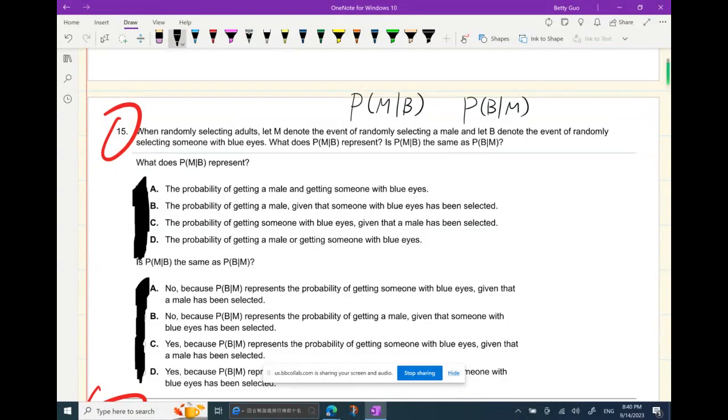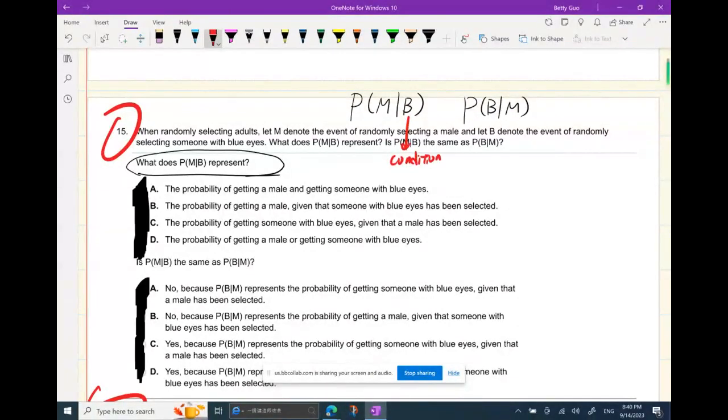So what does P of M given B represent? Yeah, the first part of the question. Options A, B, C, D. Please take time to read them and let me know. The condition is behind the bar. So B is the condition.